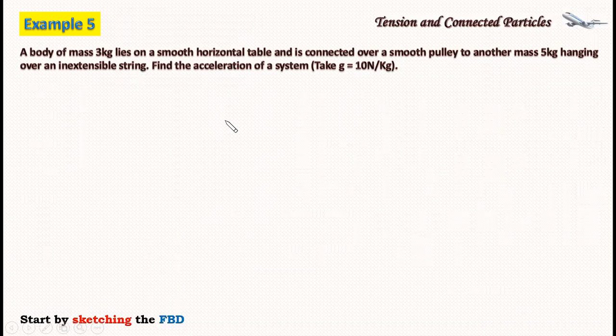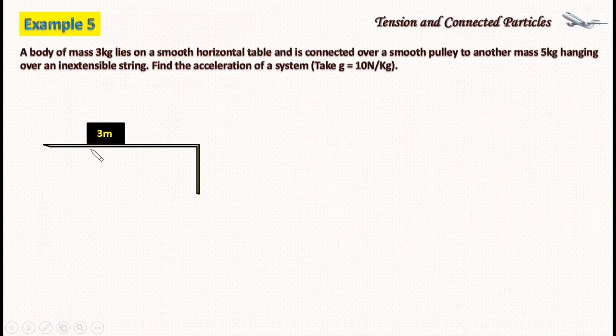So we start by sketching the free body diagram. This is the mass of 3 kg that lies on the smooth horizontal table. The smooth horizontal table is this. And we have a pulley connected to it. So a string is connected from this 3 kilogram mass to another particle of 5 kilograms.